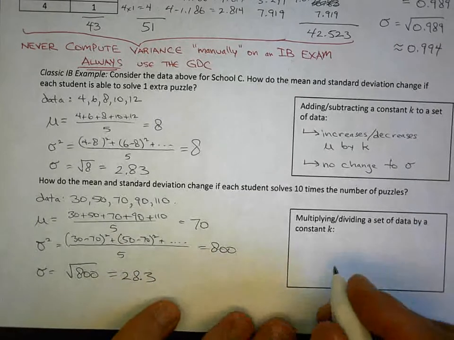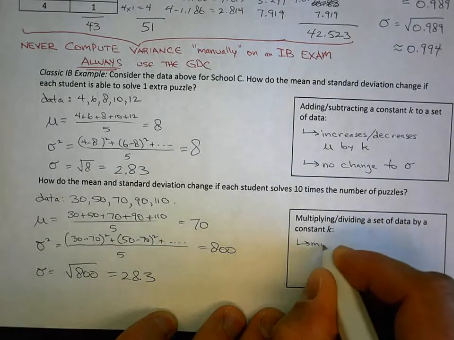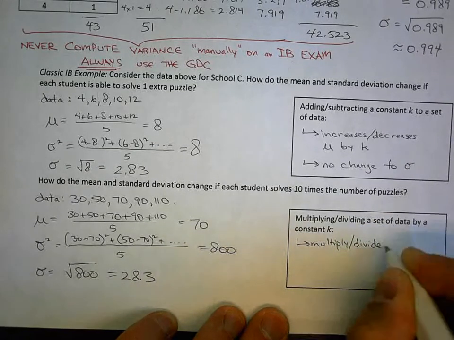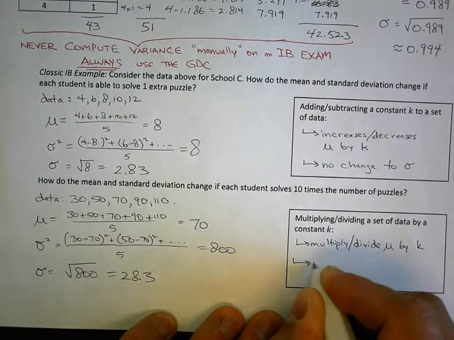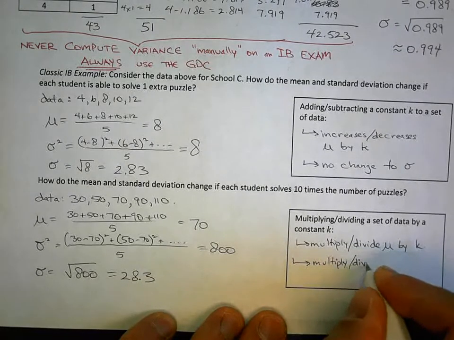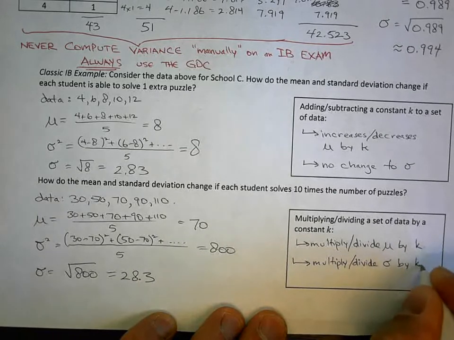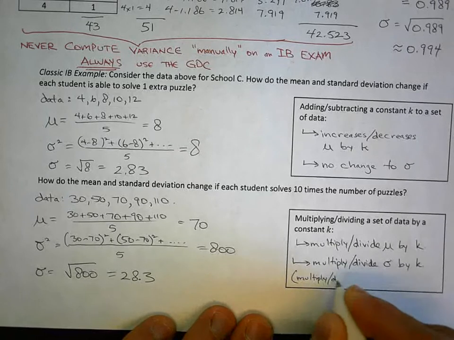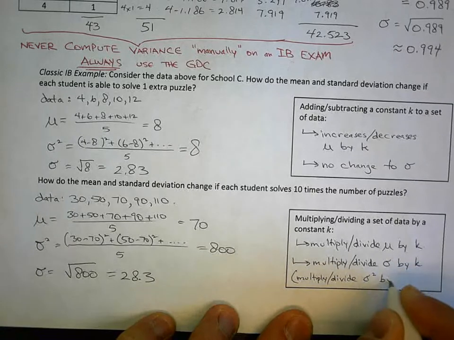So let's make a note there. If you multiply or divide a set of data by a constant, you're going to multiply or divide the mean by that constant, and you're going to multiply or divide the standard deviation by that constant. As for the variance, well, if you really cared, you would have to multiply or divide the variance by the value squared.